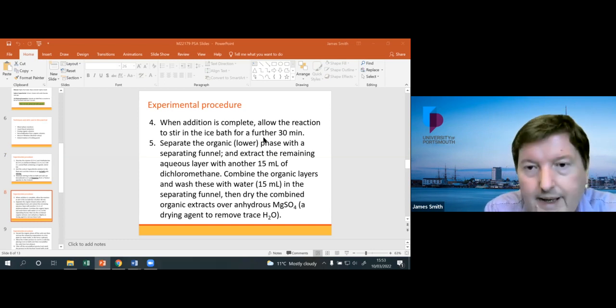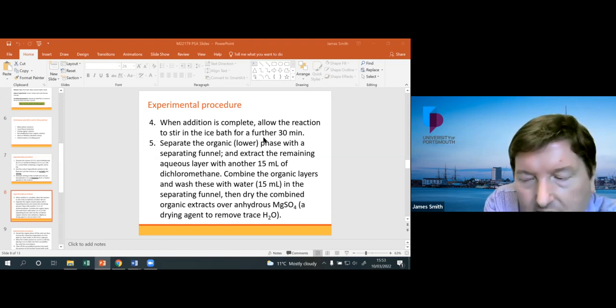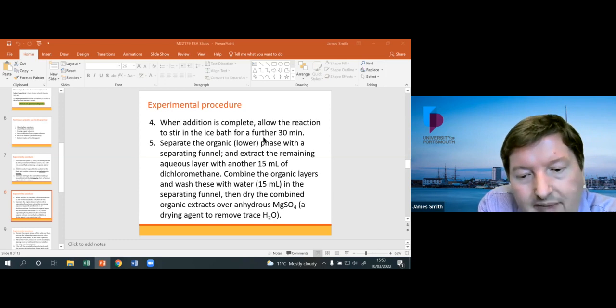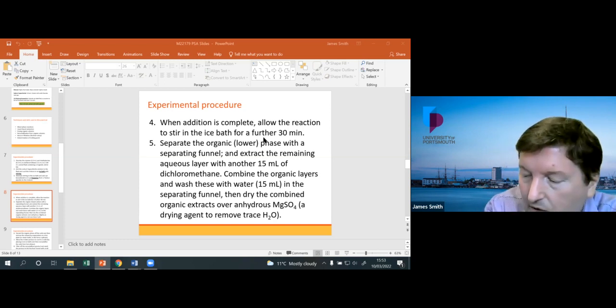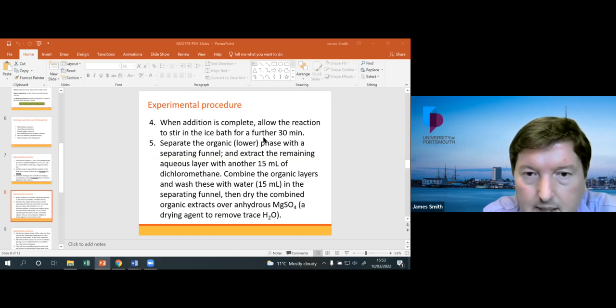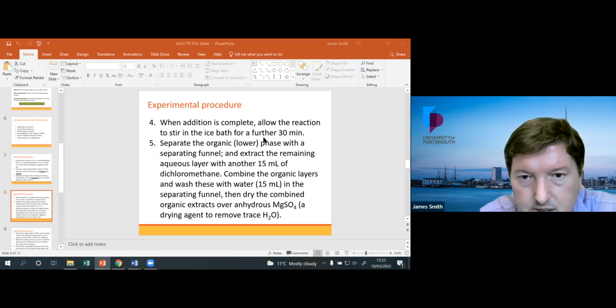So again, in this waiting time, you could be setting up like the Buchner flask and funnel. You can be working out your theoretical yield if you haven't done it already. So there's little things you can be doing. And then we're going to do a separation step.